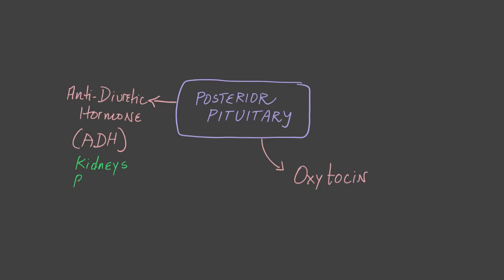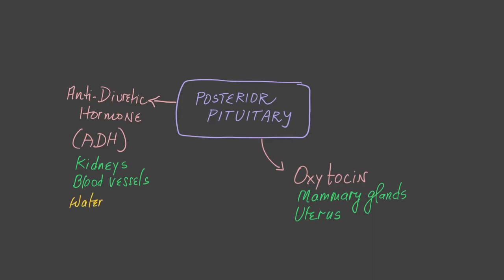Now for the target organs. The ADH not only acts on the kidneys, but it also acts on blood vessels, so it has two target organs. The oxytocin also has two target organs, mammary glands, where it helps to release milk during breastfeeding, and uterus, where it helps in providing strong uterine contractions so that childbirth may progress.